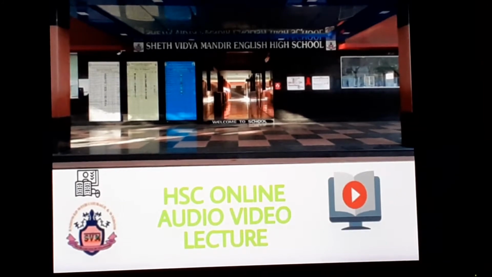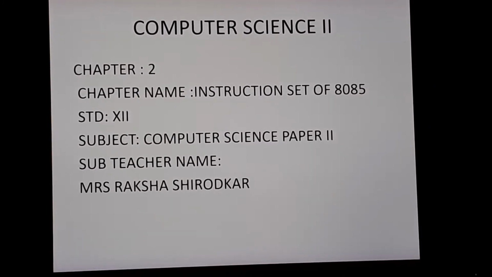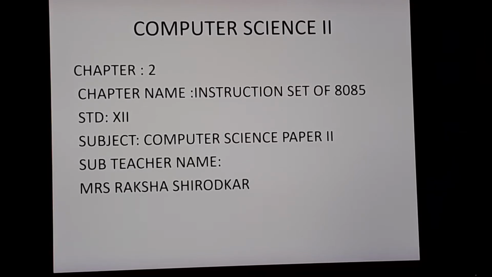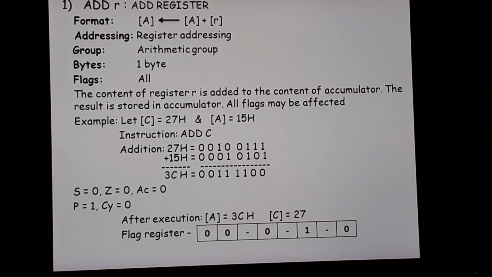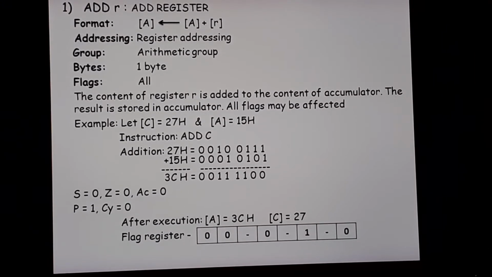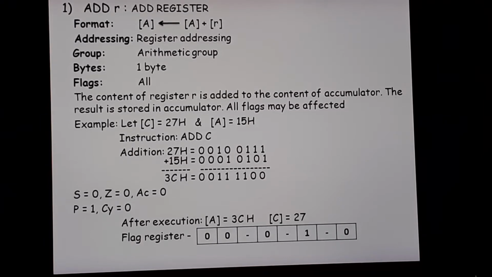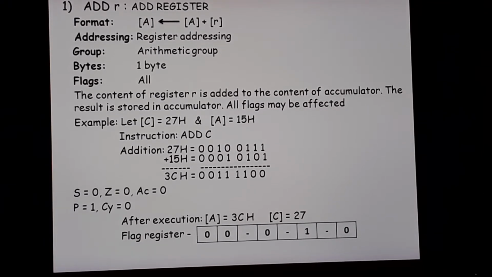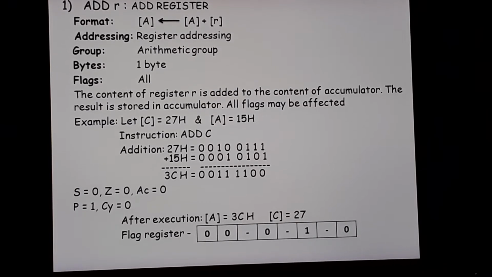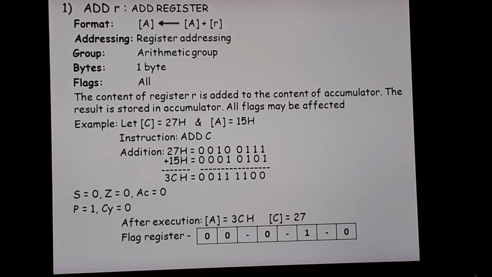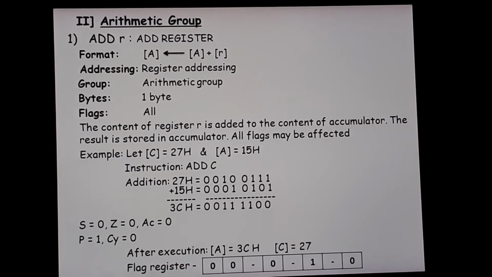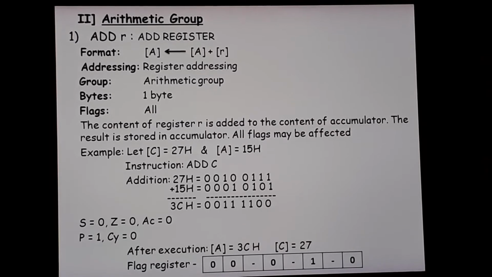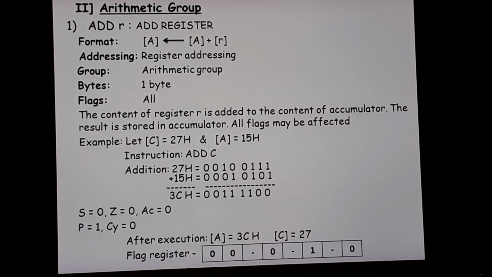So in the last video, we had continued with this same chapter, that is from Computer Science Paper 2, Chapter number 2, Instruction Set of 8085. Okay. So in the last video, we had started with the instructions from the first group, that is the data transfer group. Today we'll continue with the same chapter but with the second group, which is known as the arithmetic group. Okay, so today we'll see the arithmetic group, that is the second group from this particular chapter.